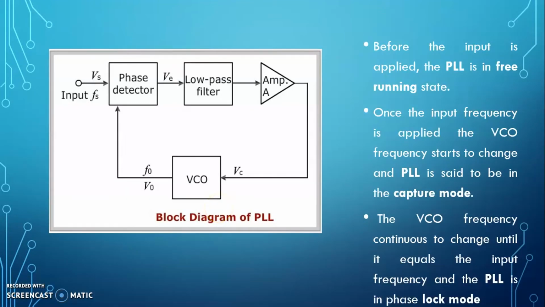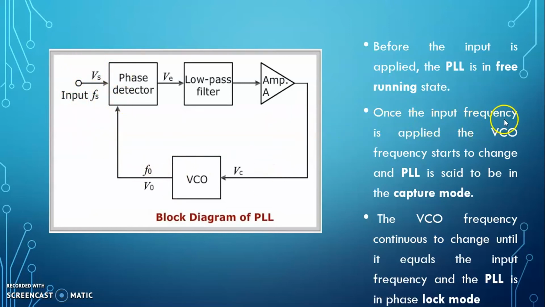The phase lock loop works in three modes. They are free running mode, capture mode, and lock mode. Before the input is applied, the PLL is in free running mode. That is, before the input signal is applied, the phase lock loop works in the free running mode.